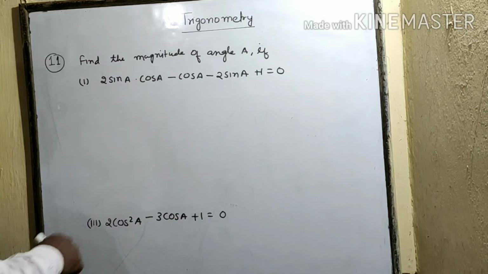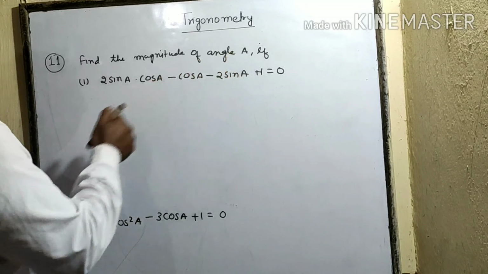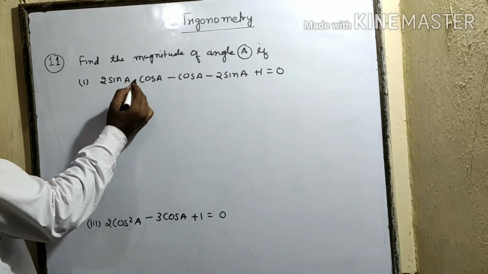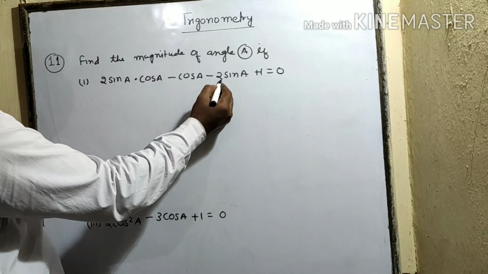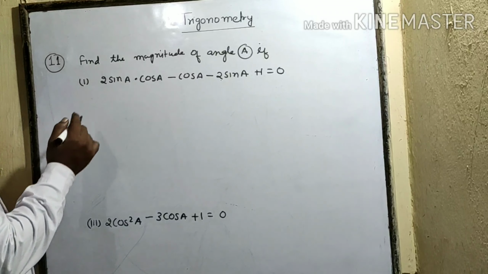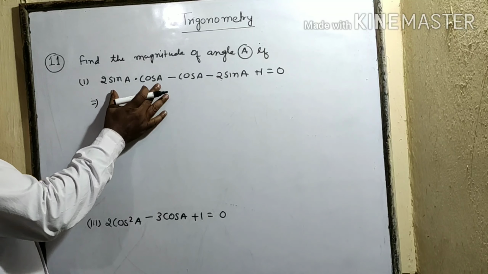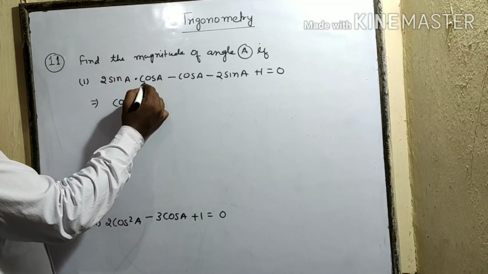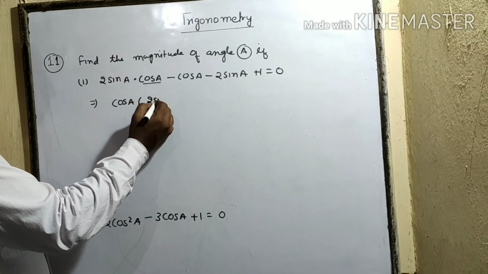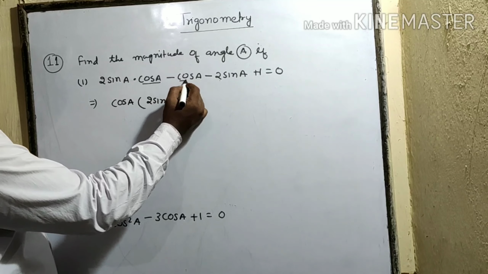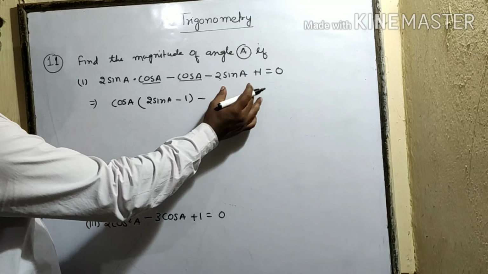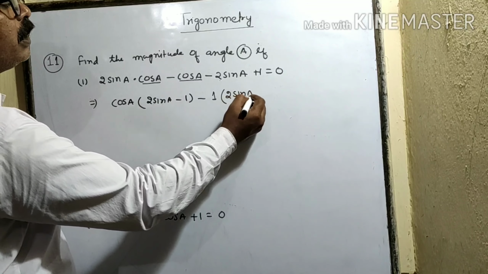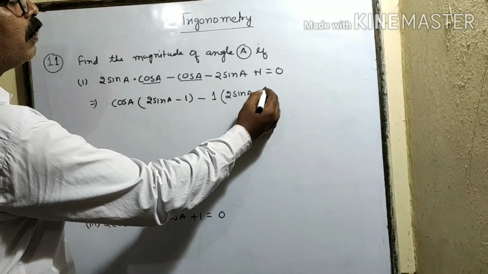So now we are in question 11, where you have to find the magnitude of angle A such that the information provided is 2 sin A cos A minus 2 sin A plus 1. What we'll do, we'll start solving. Between this and this, cos A is common. So we'll take cos A as common. If cos A is taken, 2 sin A is left. And from here cos A is taken, so 1 is left. Between the other two nothing is common, so we'll take 1 as common. So it will be 2 sin A and minus plus is minus 1.